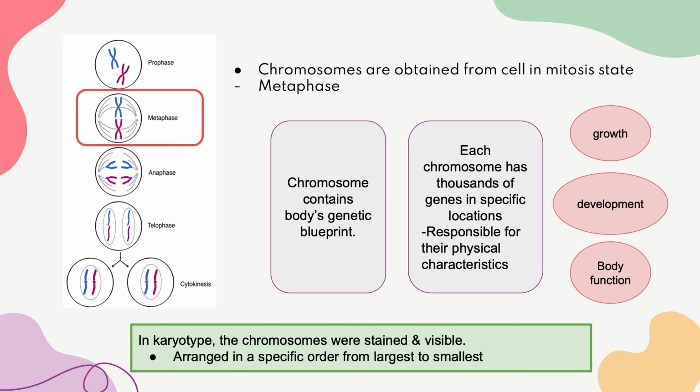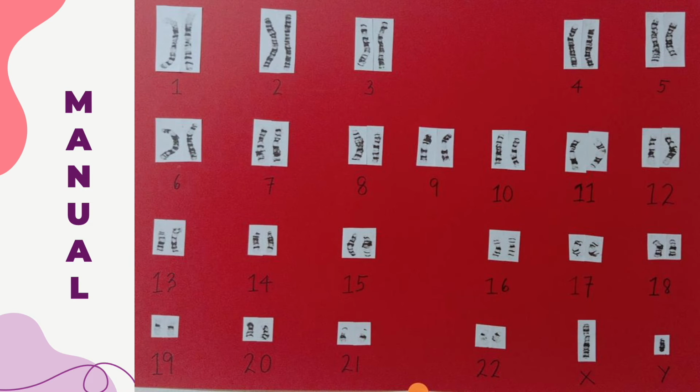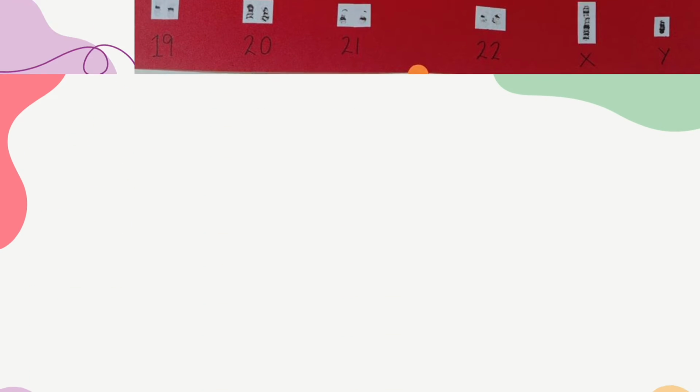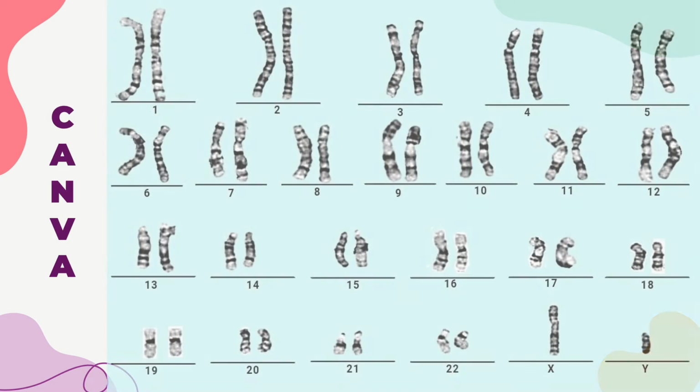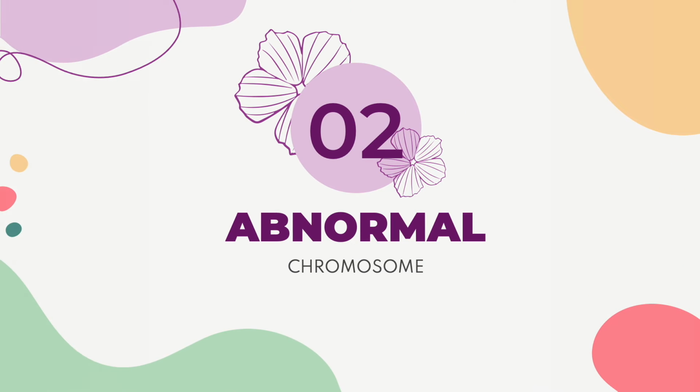In karyotype, the chromosomes are stained and visible. The chromosomes are arranged in a specific order from the largest to the smallest. Shown here is a full set of normal human chromosome karyotype arranged in specific order from largest to smallest. We have discussed the normal chromosome.